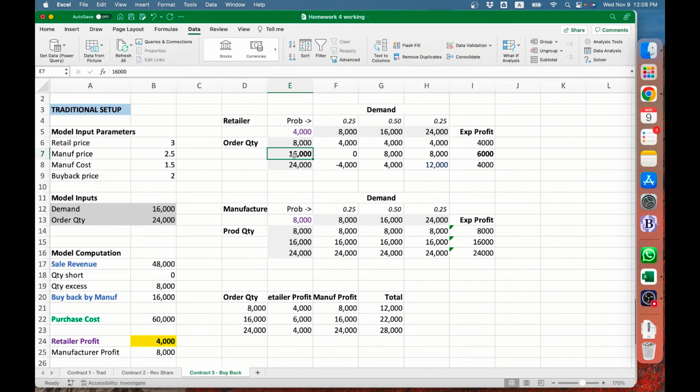On the buyback, Barbara is going to say, oh, let's order 16,000 because I can return any excess inventory for a refund of $2 per linear foot. So I'm less worried about excess. So I'm going to order 16,000, try to get my profits up.